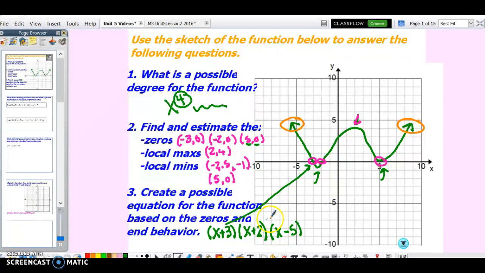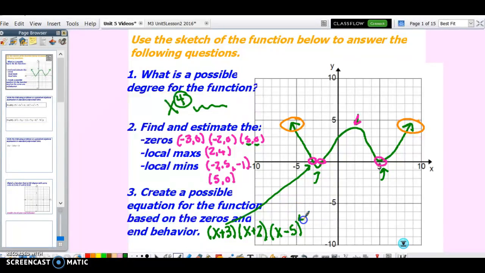Now when you stop right here, you might think this is the equation, but this would be the first, this x to the 1, this x to the 1, and this x to the 1. We know that you add exponents when you're multiplying. So this would give us an x to the third, and we already discussed how it has to be an even power by the end behavior, and we're thinking it's a fourth.